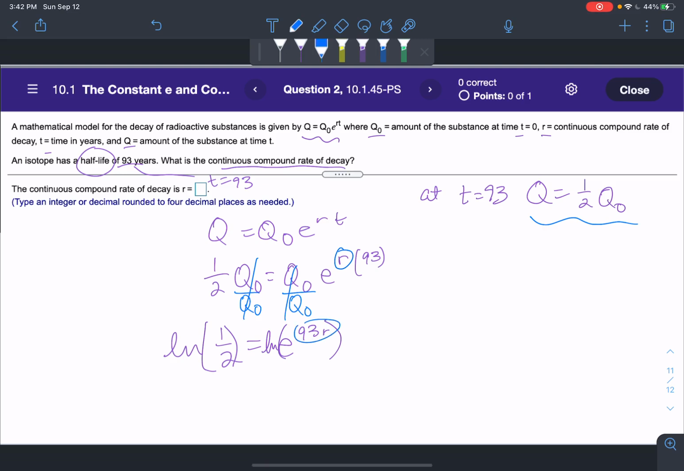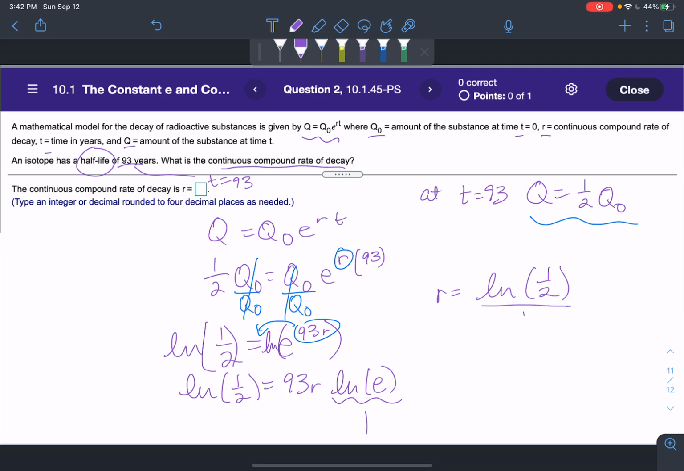Now I can bring this 93r down. So I get natural log of 1/2 is equal to 93r natural log of e. One more time, what's the natural log of e? It will be 1. And so to get r alone, I'm going to divide both sides by 93 and get natural log of 1/2 over 93. And so my rate of decay is negative 0.0075, rounded to 4 decimal places. And that will be my answer.